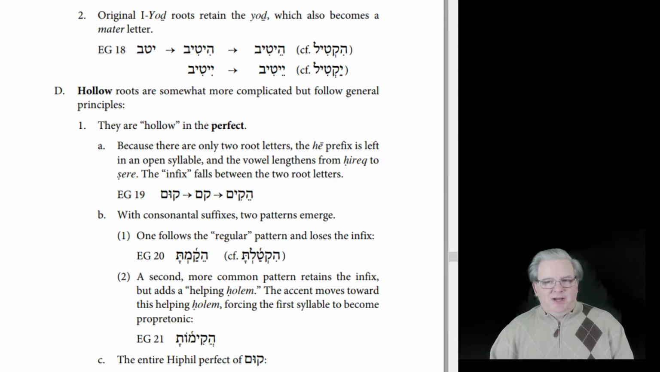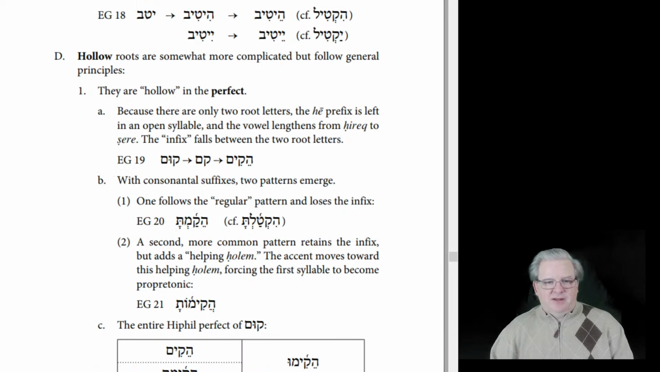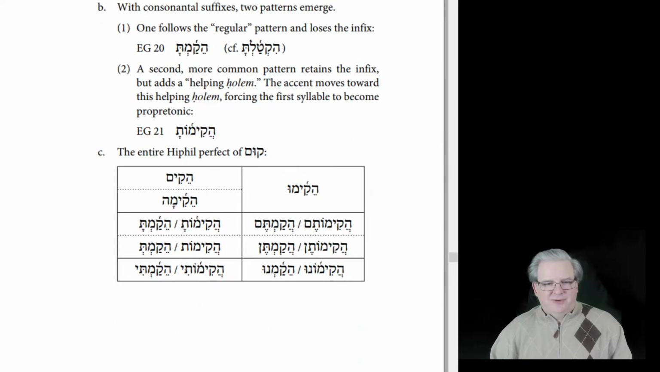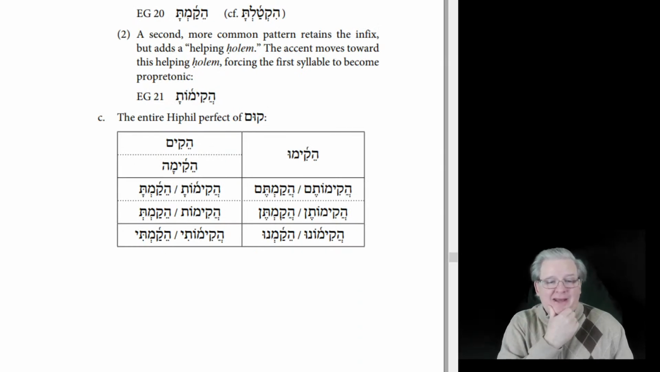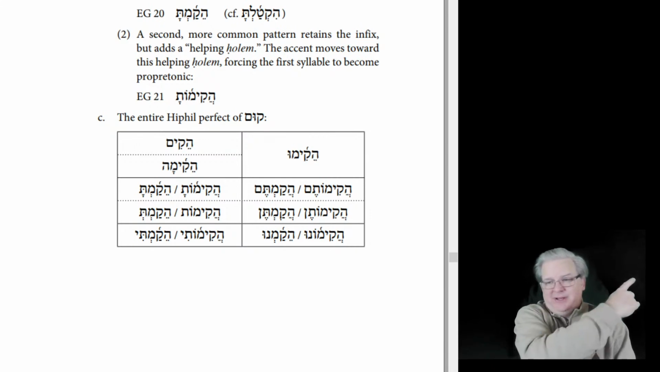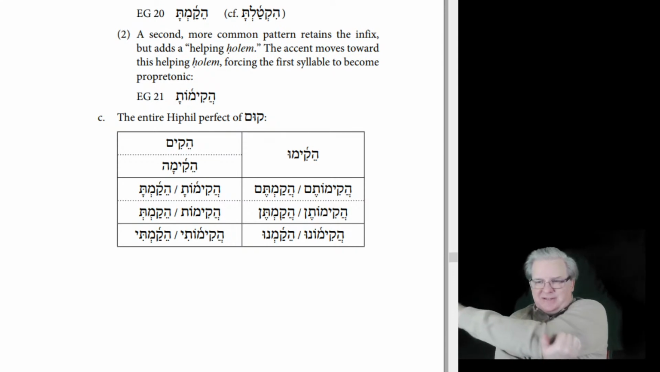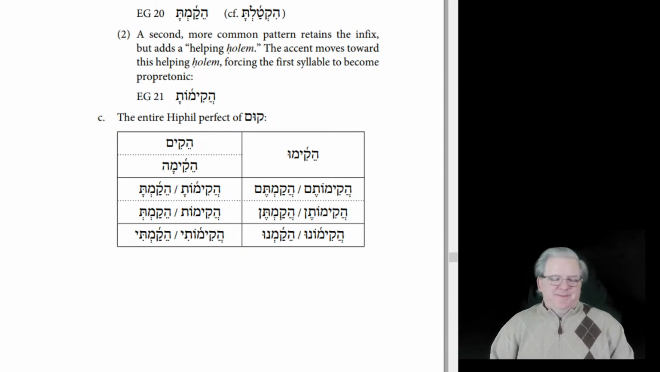Hollow roots are somewhat more complicated, but follow general principles. They are hollow in the perfect. Oh yeah, I forgot about hollow roots. You're going to have basically two full paradigms. Almost. Yeah, it's going to follow the pattern, and you're going to get heqamta, heqamt, heqamti, as you can see quite clearly. I wish I could point up to it. Oh, wrong direction. But my hand gets swallowed into the void there. And then you get this thing with the helping holem. Heqimota, heqimotem, heqimoti. See?